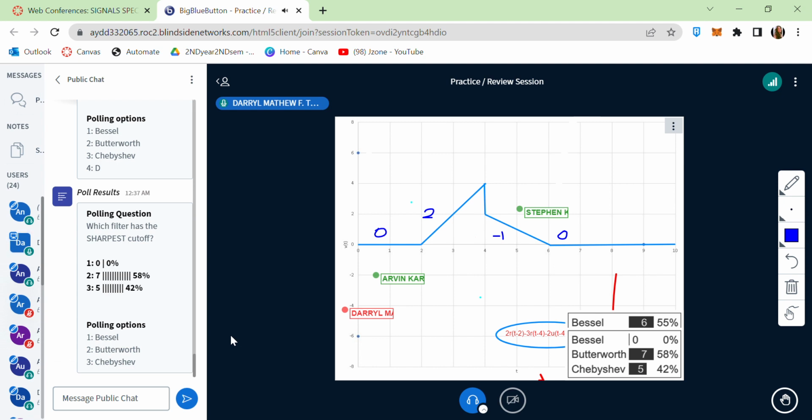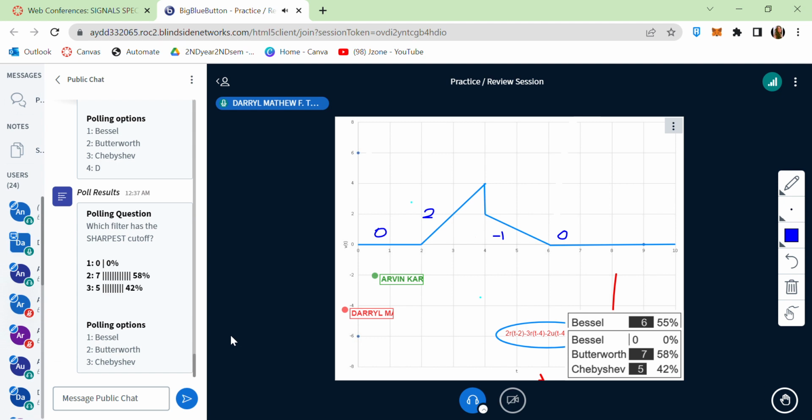Pero, pagdating sa cutoff naman, yung Chebyshev filter natin has the sharpest cutoff. So, kung sabihin natin, ito yung frequency lang na papayagin natin, si Chebyshev filter, gagawin niya lahat para putulin anything na hindi uubra sa range na yan. Pero si Bessel, medyo mas relaxed siya. Pero paano naman si Butterworth? In those two characteristics, it's in the middle.